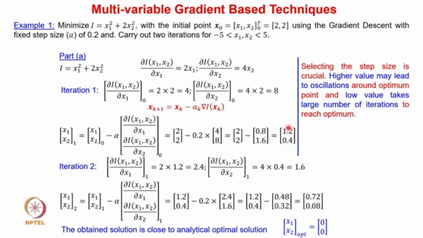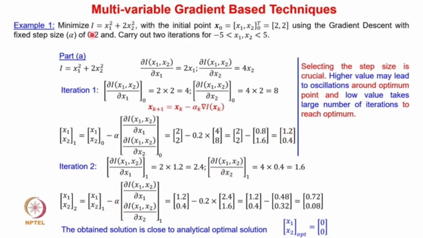In the second iteration, the solution which we obtained in the first iteration will be used as the starting solution. So we have to find these gradients at this starting solution. ∂I/∂x1 comes out to be 2.4 and ∂I/∂x2 comes out to be 1.6. So in the second iteration, (x1, x2) is given as (x1, x2) from the first iteration minus alpha into ∂I/∂x1 and ∂I/∂x2. We can put all the values here. So (x1, x2) at the first iteration we obtained as 1.2 and 0.4, that is what is written here.